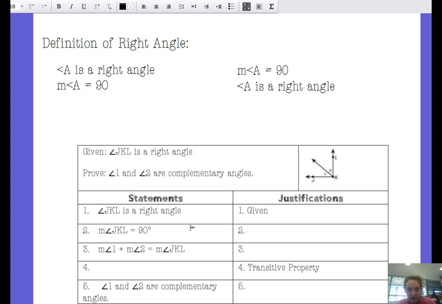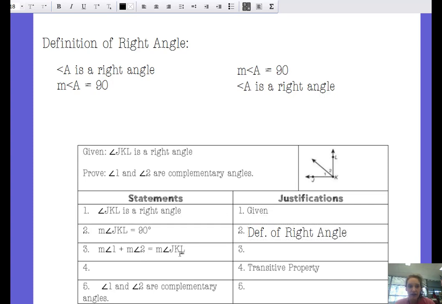Let's take a look at this proof. It says in our given, angle JKL is a right angle. That's our given. So, because I know it's a right angle, I'm allowed to say that its measure is 90 degrees. This justification is the definition of a right angle.